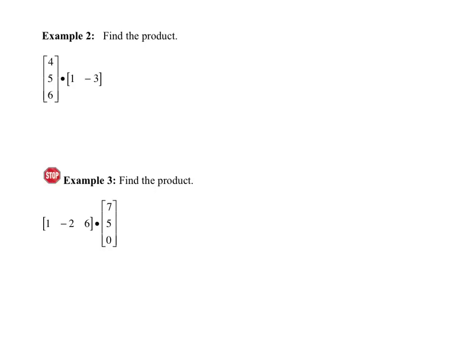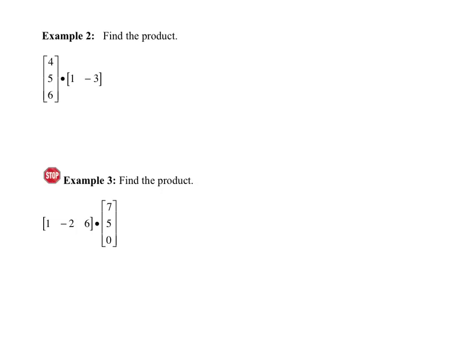Okay, so example 2 and example 3 are matrices that I have found in the past give students a tough time because you don't really expect the answer to look how it ends up looking at the end. So let's go ahead and practice this. The first one we have is a column matrix times a little row matrix. So first let's see if the product is defined.